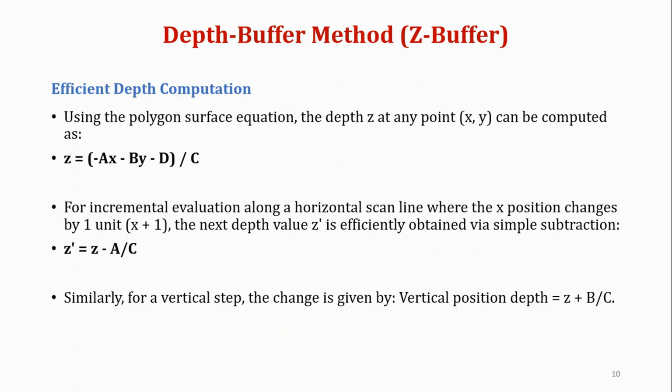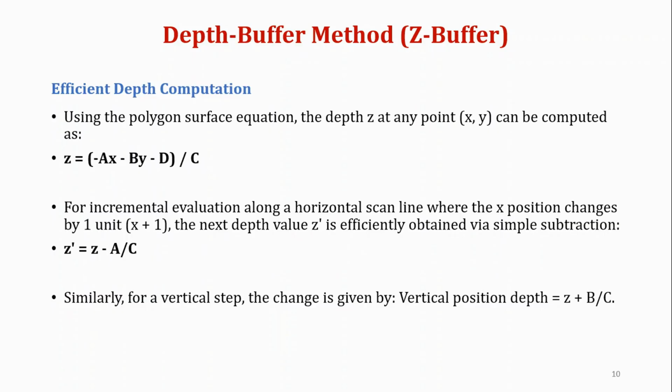Calculating depth repeatedly for every pixel is expensive, right? To improve the efficiency, the polygon surface equation can be used like this: z equals minus ax minus by minus d, divided by c. The A, B, C, D are the parameters of the plane, which we already discussed. Once the depth value of one pixel is known, the neighboring depth values can be computed incrementally. For horizontal movement, z dash equals z minus a by c.